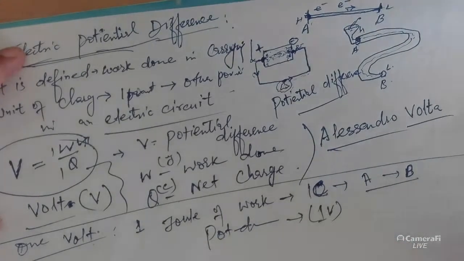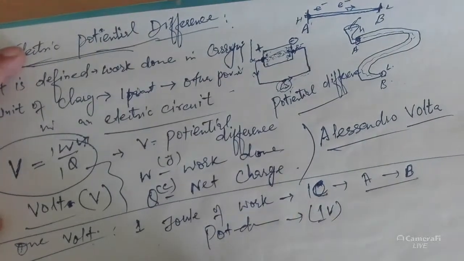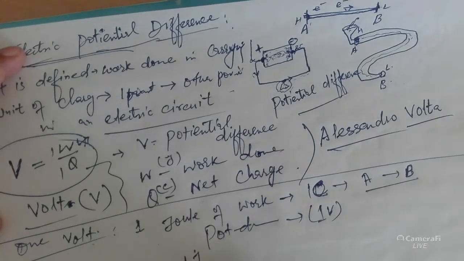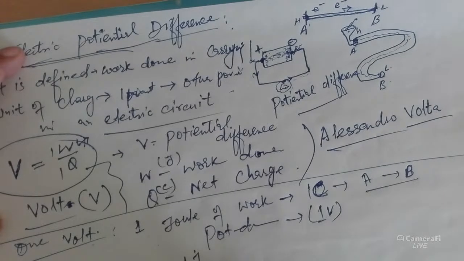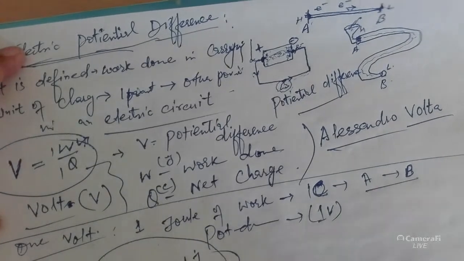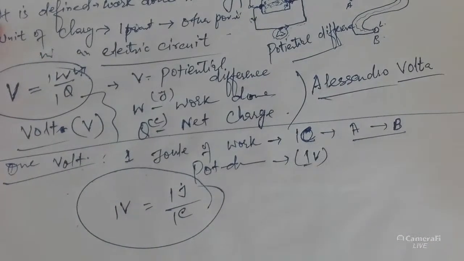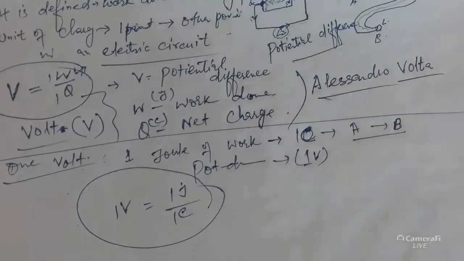So we can say that 1 volt is equal to 1 joule of work done to carry one coulomb of charge from one point to the other point. So this was all about potential difference.